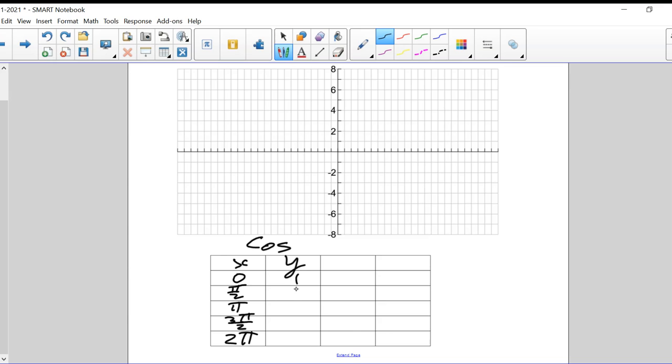Well, I put the rest of them in. This is going to be 0. It's going to go to -1. It's going to go back to 0. Then it's going to go back to 1. Right? You can double check that for yourself. But those are the values that you should have for each of those angles. So 0 is 1. Pi over 2 is 0. Pi is -1. 3 pi over 2 is back to 0. And 2 pi takes you up to 1.